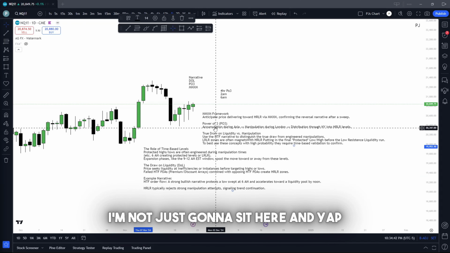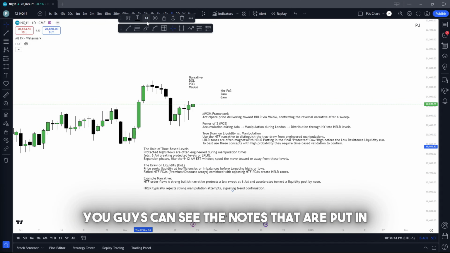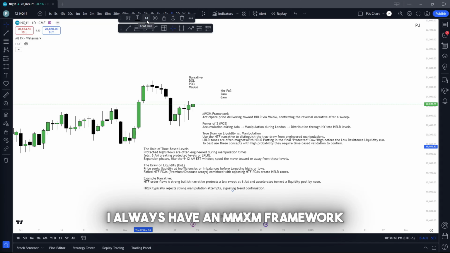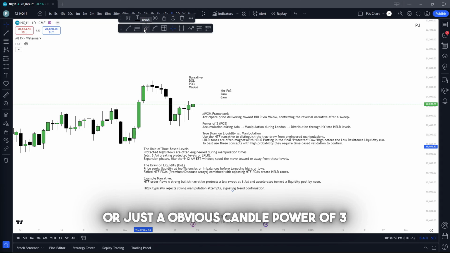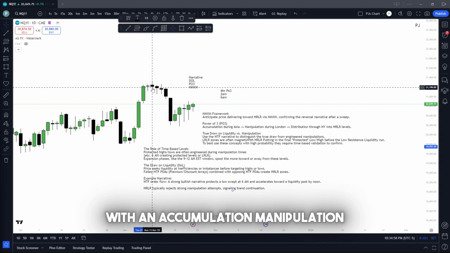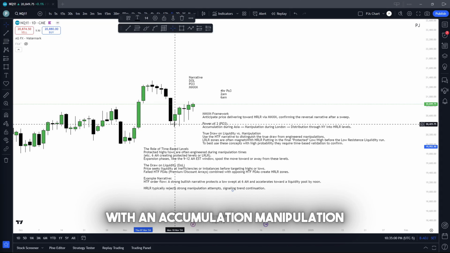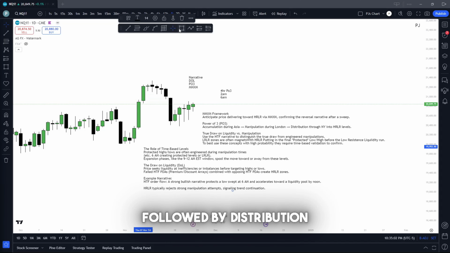I'm not just going to sit here and yap. You guys can see the notes that are put in. I always have an MMXM framework. I always use the power of 3, even if it is a session power of 3, or just an obvious time-based or obvious candle power of 3 with an accumulation, manipulation, followed by distribution.